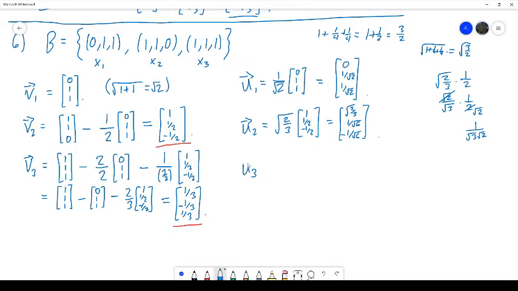Okay, and then u3. We have our vector here. We want the magnitude of this v3. So that's the square root of 1/9 plus 1/9 plus 1/9, which is the square root of 3/9, which is the square root of 1/3. So the square root of 1/3 is what we're dividing by. And again, if we just think about 1 over this, take the reciprocal, we have the square root of 3. So dividing by the square root of 1/3 is the same as multiplying by the square root of 3.